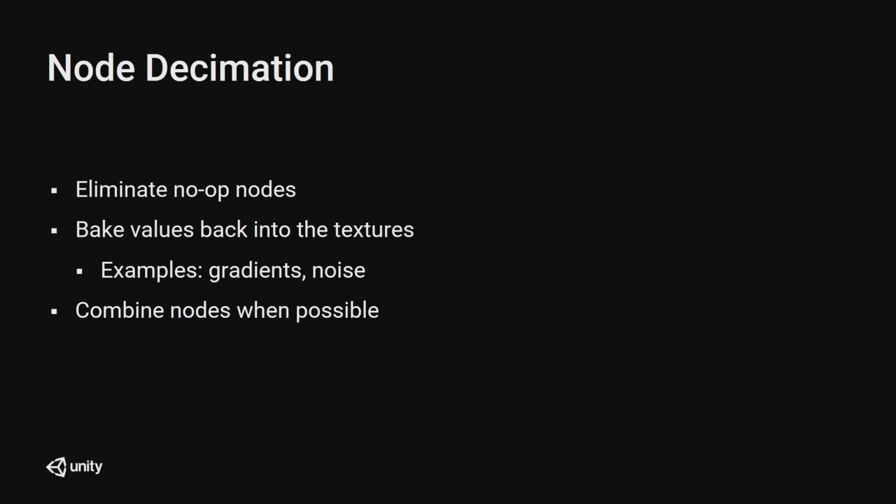Earlier, I shared how Shader Graph works by traversing nodes in your graph, then injecting shader code when needed. So for that very reason, you typically want to reduce the number of nodes as much as you possibly can in your graph, and doing so will reduce your shader complexity. The node decimation process is achieved through a few different ways. They include eliminating no-op nodes, like multiplying values by 1. And if you know that you're not bound by texture fetches, another clever way to reduce nodes is by baking values back into the textures themselves. This is a particularly useful alternative to, say, expensive noise functions.